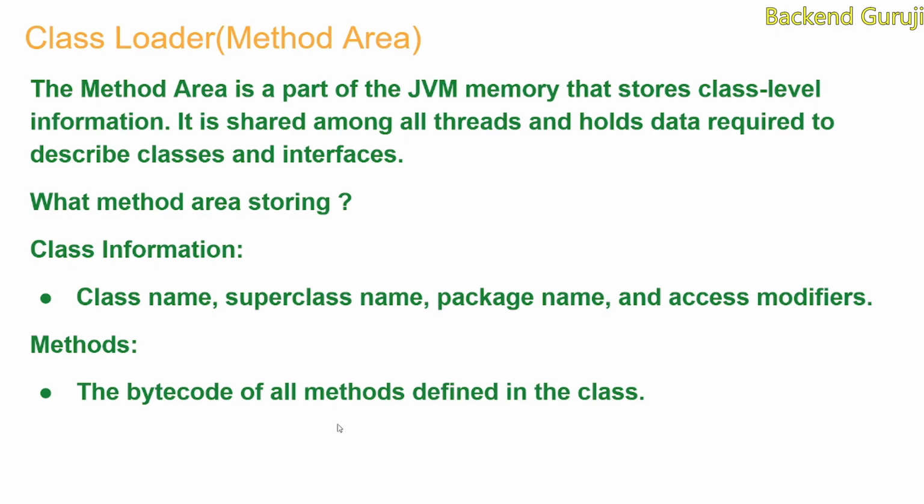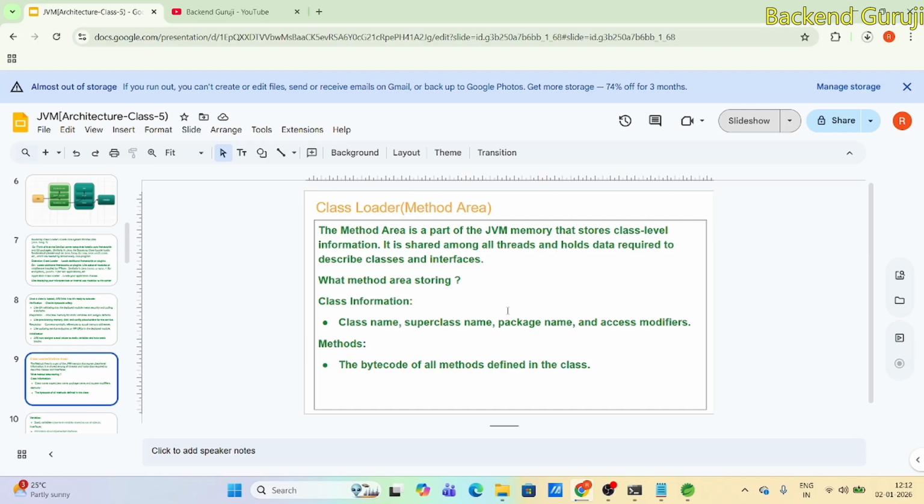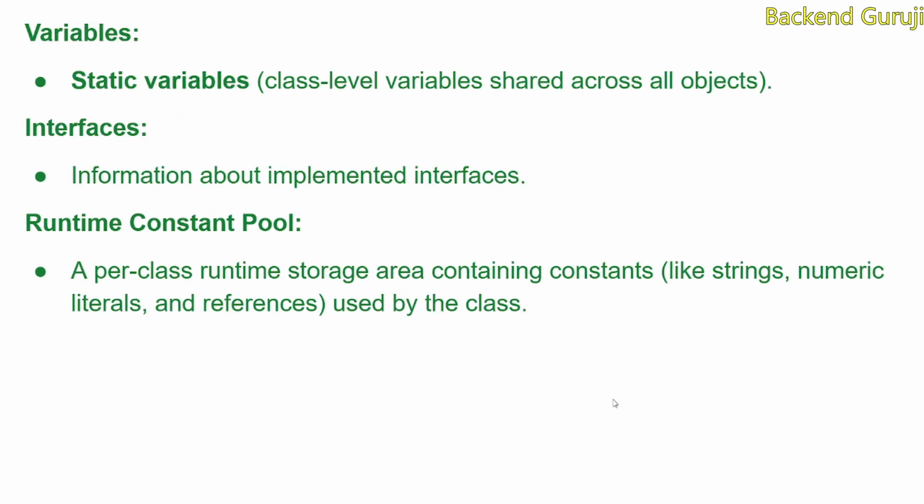What is the package name? You can see here, the package name I have already given, this class name and this package name. Then method name. If I store int a = 10, this is also a variable name, all these things. This is the work of method area, to store that class level information, right? The bytecode of all methods defined in the class, then variables, static variables, interfaces, runtime constant pools are also stored. This is the actual work of method area.